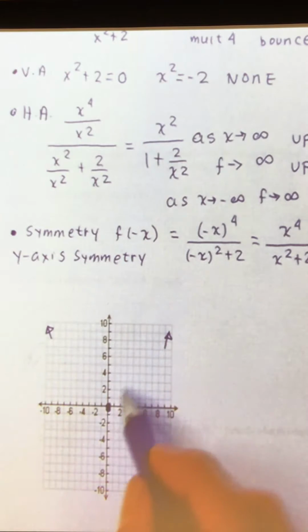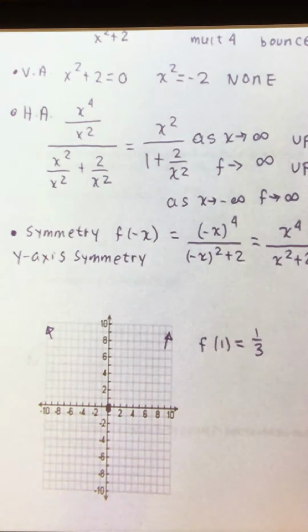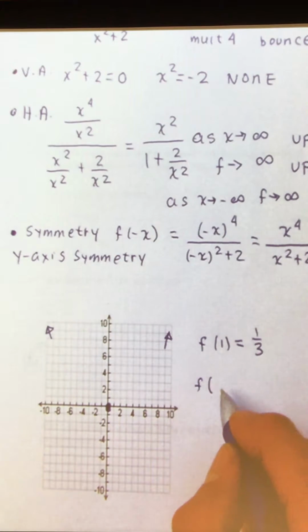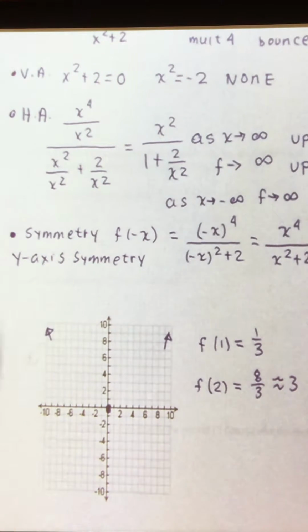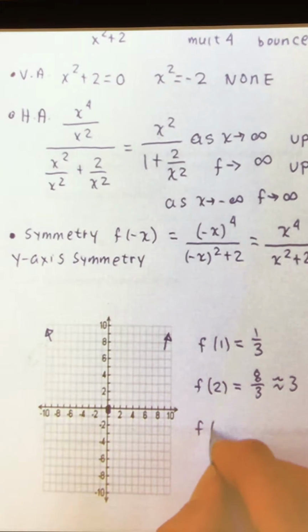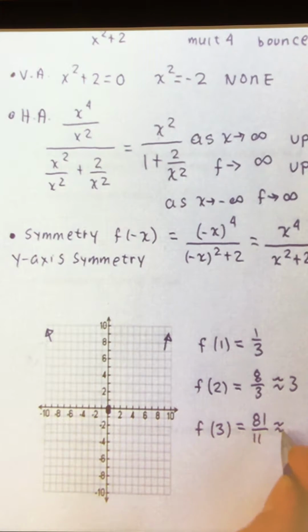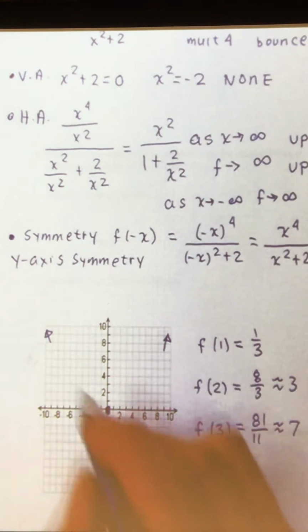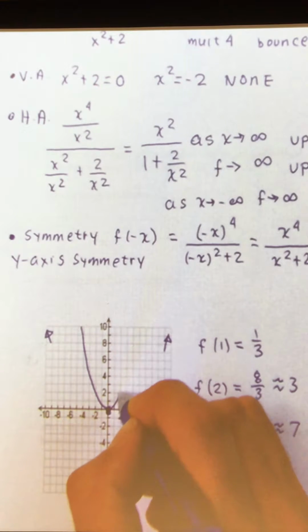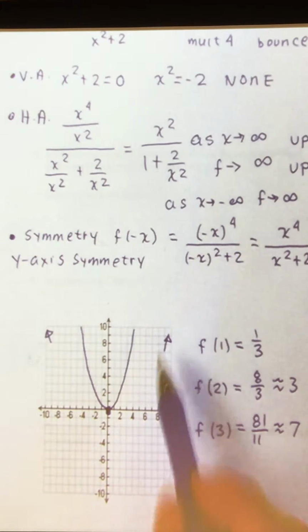To help verify that, let's plot a few points. F of 1 will give you 1/3, so f of negative 1 would give you the same. F of 2 will give you 8/3, so that's approximately 3. That's the same as f of negative 2. And f of 3 gives us 81 over 11, which is about 7, and that's the same as f of negative 3. So plotting these points on the graph will indicate we have indeed a parabola-type graph, but it's a little tighter than what I was originally drawing it.